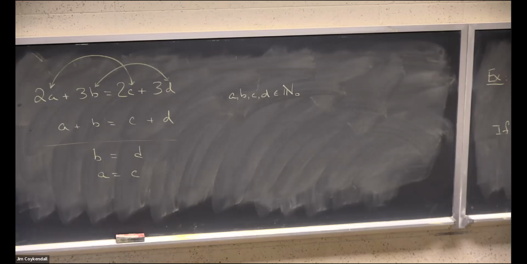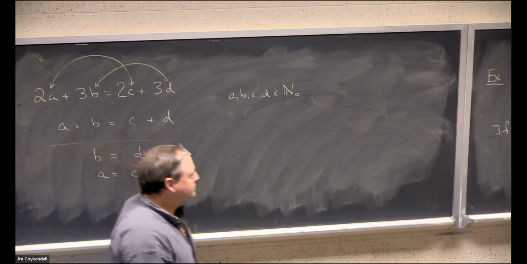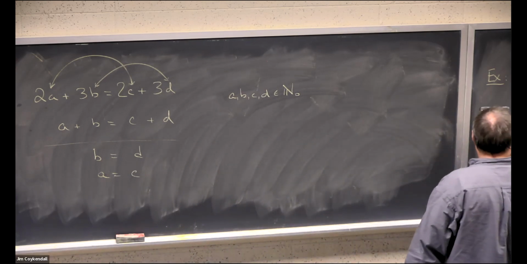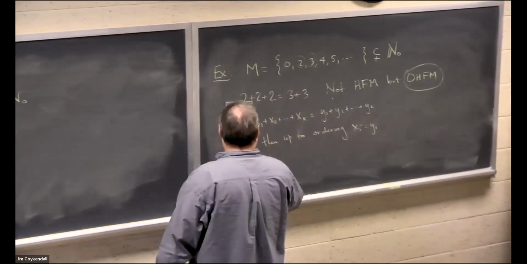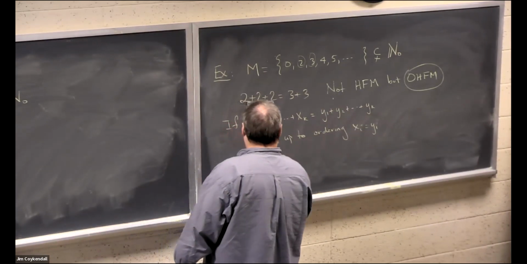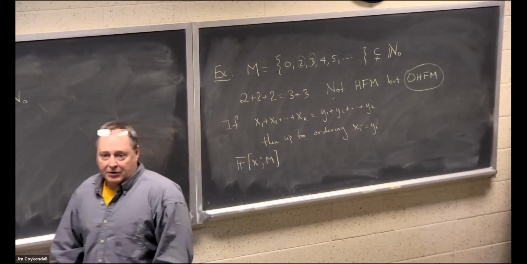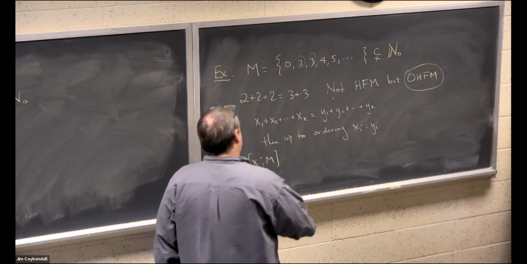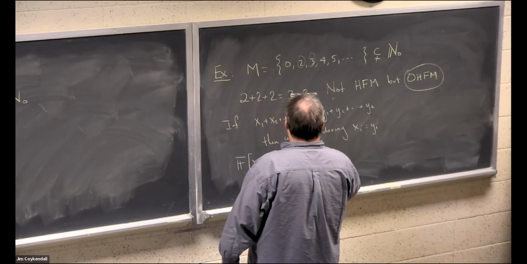In fact, it turns out that any two-generated numerical monoid has this property. You may have factorizations of different length, but if they're the same length, they have to be the same. Right? Now, what about an integral domain? Does that have this property? The answer is no.